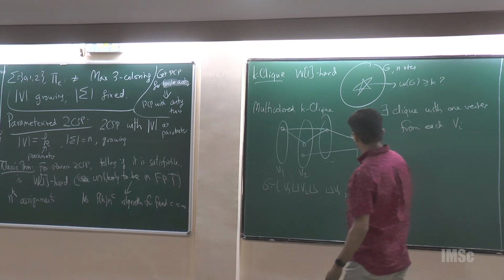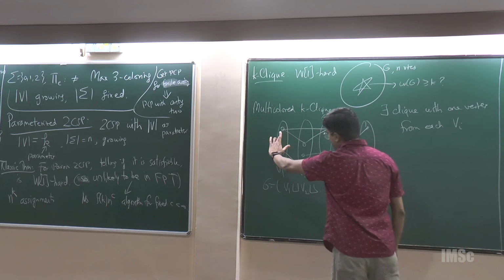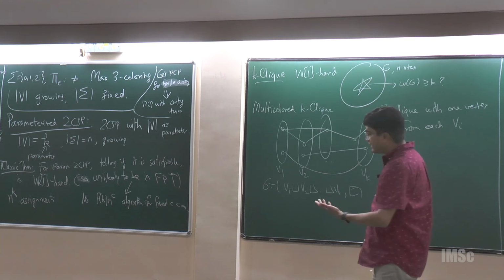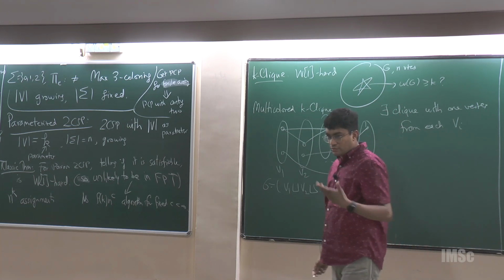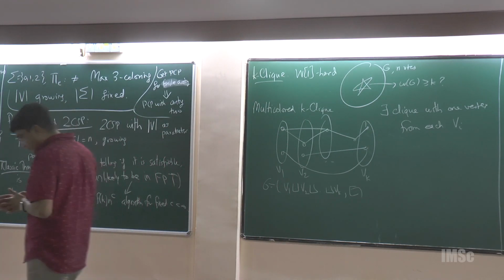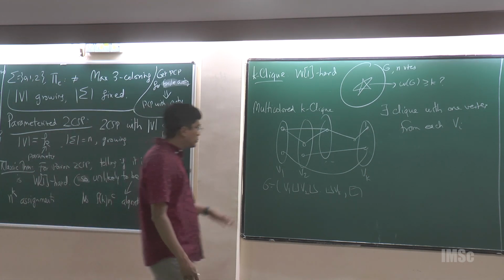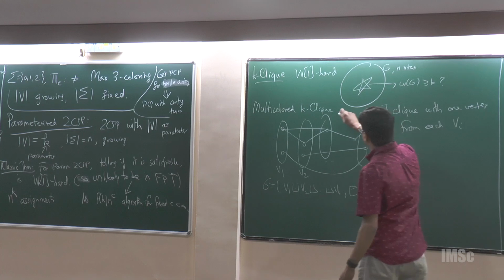It doesn't have to be. And of course, you can force this by just making the Vi's independent sets. So then if you have a k-clique, it must really have one per Vi. So I'm basically giving you a graph which is k-colorable, and I give you the k-coloring, and I ask you, can you prove that it cannot be colored with fewer than k colors, because there is a k-clique. Okay. So multicolored k-clique is also W1-hard.